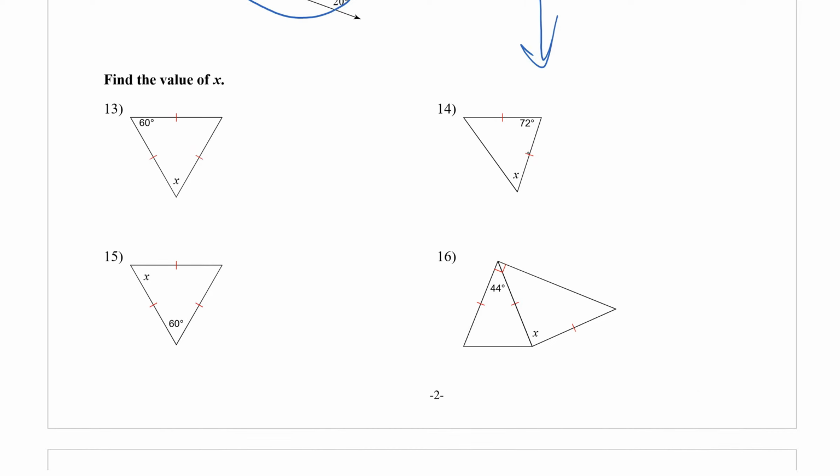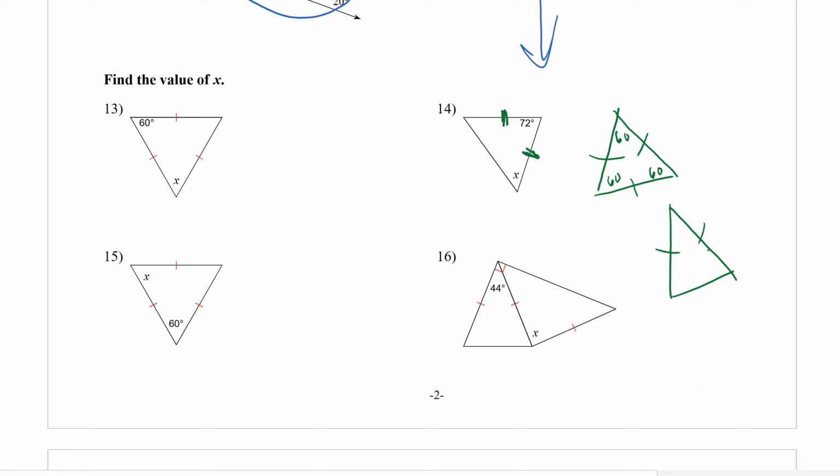Notice that you have some markings on these triangles. Like in problem 14, you have congruent marks. If you have 3 congruent marks, that tells you all 3 sides are the same and all 3 angles are the same. If you have just 2 congruent marks, that tells you that 2 sides are the same and 2 angles are the same. This one is equilateral and this one is isosceles.